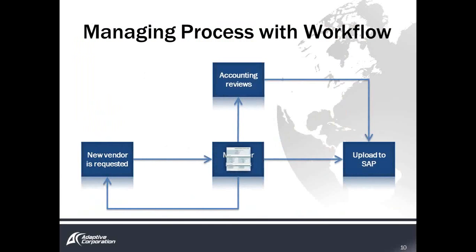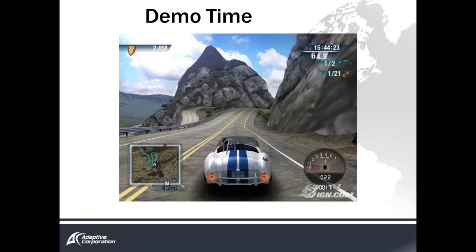Here's just an example of a new vendor request form. With Windshuttle Workflow, you have the capability to route this form through several approvals, change the view of this form for each person that touches it, and then ultimately load that information into SAP.